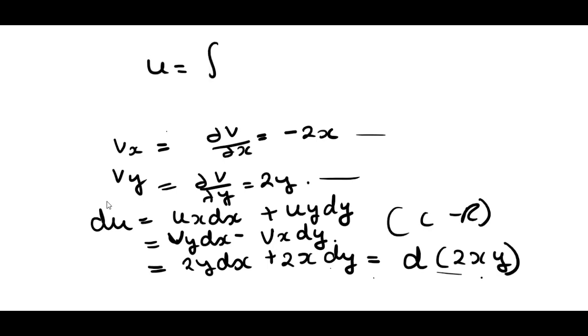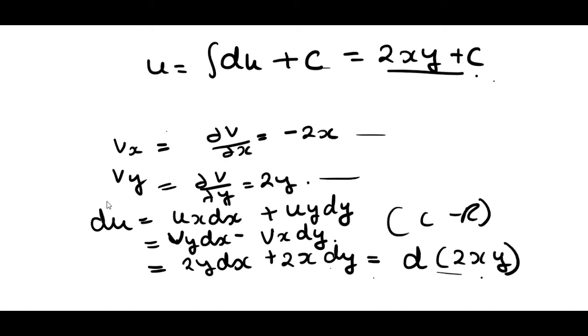So now clearly u is equal to the integration of du plus c, which is a constant. So 2xy plus c is the value of u. This is how you're going to find u, and similarly v.